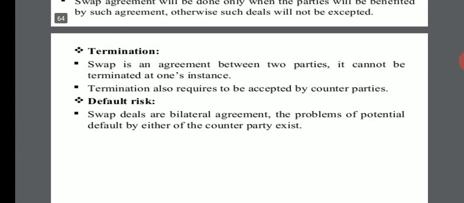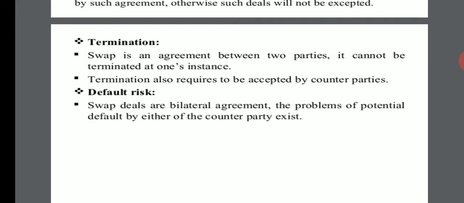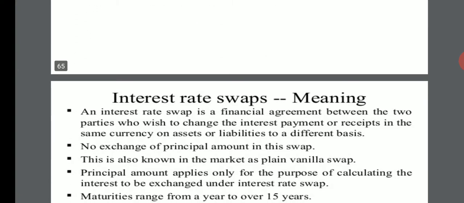Then termination. Swap is an agreement between two parties. It cannot be terminated at one's instance. Termination also requires to be accepted by the counterparties. And the last one is default risk. Swap deals are bilateral agreements. The problem of potential default by either of the parties does exist. So these are the features of swaps.